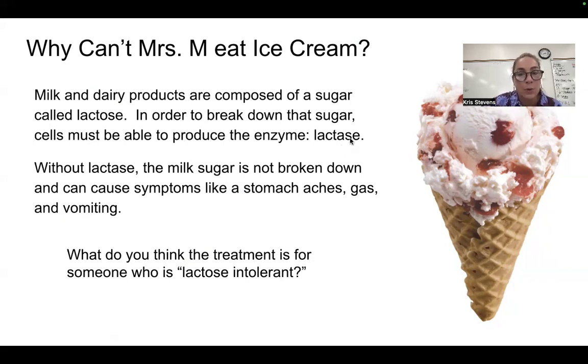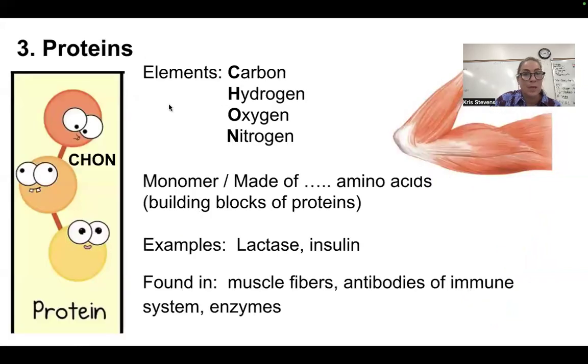So here's a hint, and we will get there. Enzymes typically end in ase. So lactose, that's a carbohydrate, and that's a sugar, and it ends in ose. Enzymes end in ase. So we're talking about proteins with the lactase. Carbon, hydrogen, oxygen, nitrogen. Here's something else. They contain nitrogen. The monomer, or the building blocks of proteins, are amino acids.